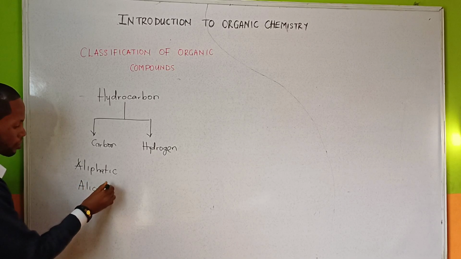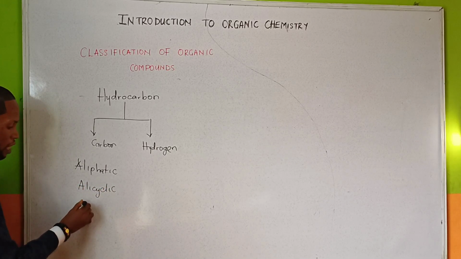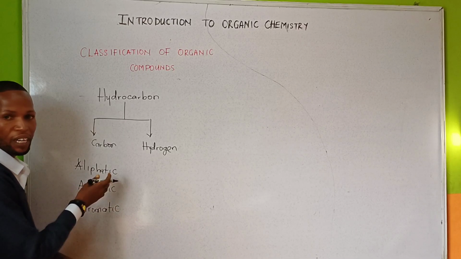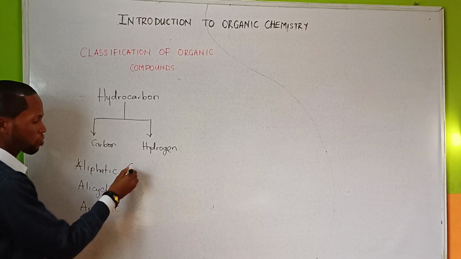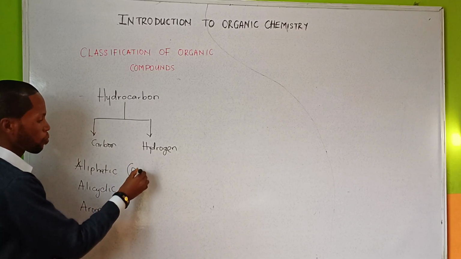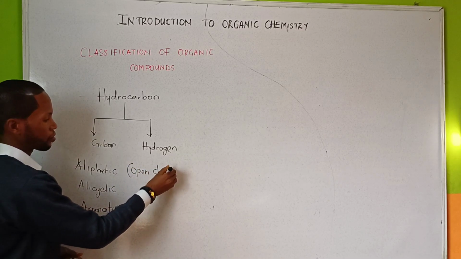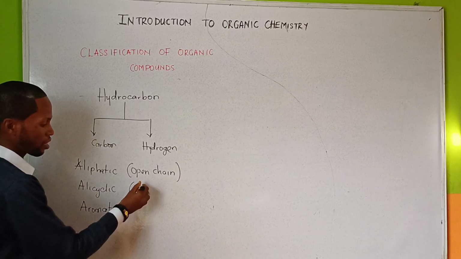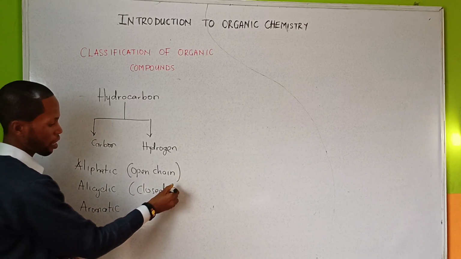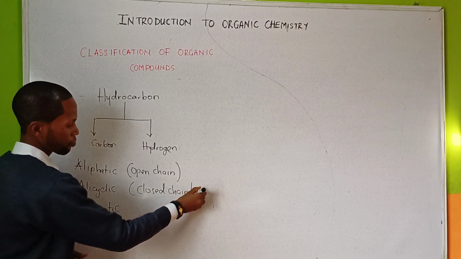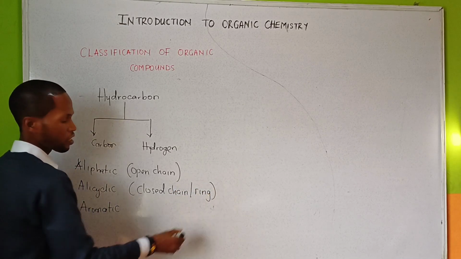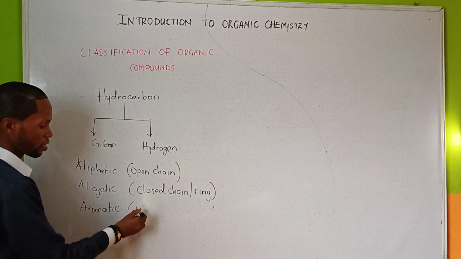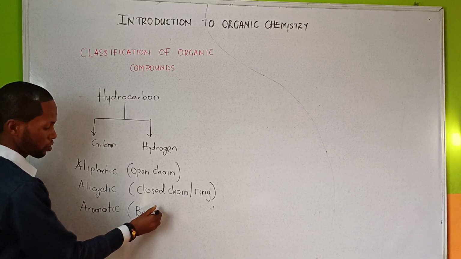alicyclic hydrocarbon, and aromatic hydrocarbon. The aliphatic hydrocarbons are also referred to as the open chain hydrocarbons. The alicyclic hydrocarbons are the closed chain hydrocarbons. They are in their ring form, ring structure, while the aromatic hydrocarbon contains a benzenoid structure.